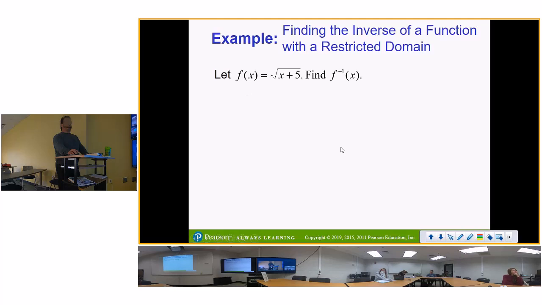Okay, they want you to find this one. This is another good test question. We're going to do it because it's a good test question. If it was a stupid question, I wouldn't cover it. All right, here we go.